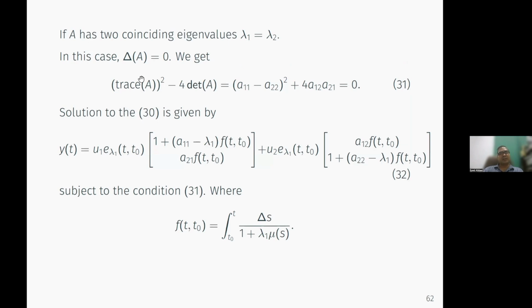So in this case, this determinant of A, which is given by trace of A square minus 4 times determinant of A. So this del A, this value is 0, and we get this relation corresponding to this. So the solution to our problem is given by y(t), which is u1 e^(lambda 1 t) times this vector plus u2 e^(lambda 2 t) times this vector, subject to this condition where f(t, t0) is given by the integral from t0 to t of del s divided by 1 plus lambda 1 mu(s).